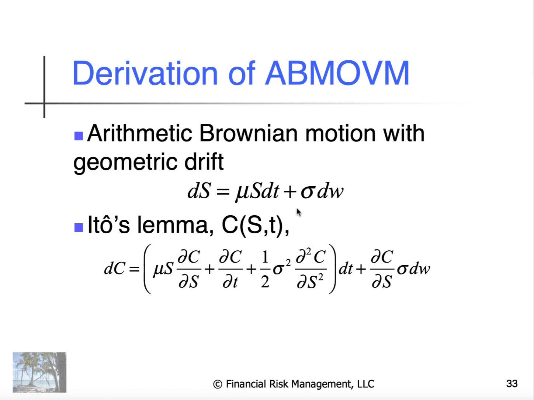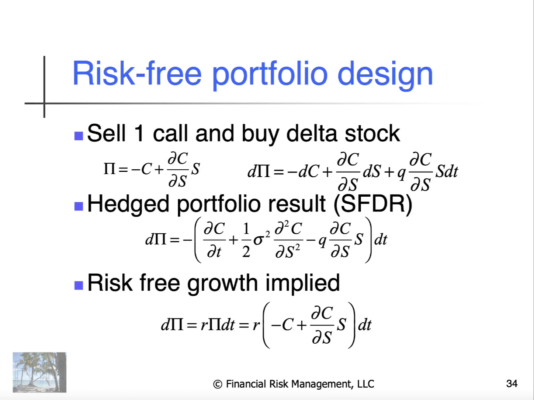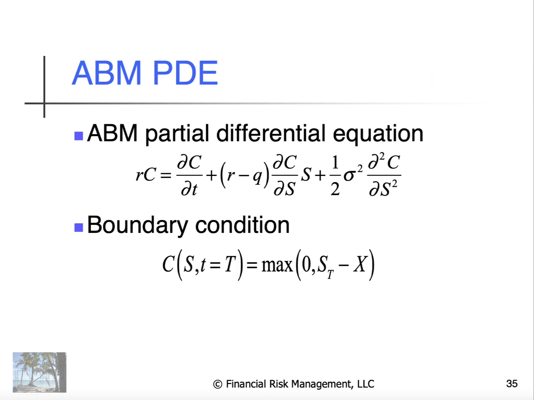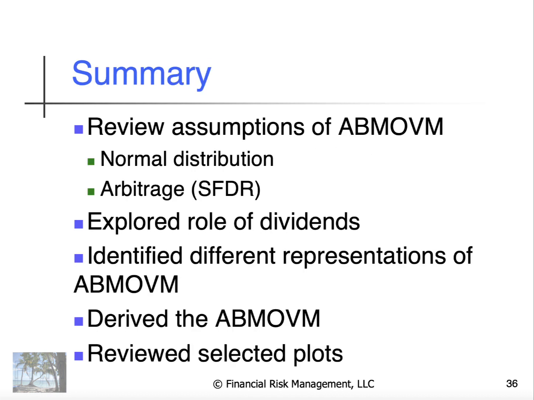The only difference is, notice there's no S term in the noise, and therefore to do the hedge ratio, you do the same sort of argument. You create a hedge portfolio. Again, the mu drops out, and basically the assumption is that the underlying grows at the risk-free rate. The PDE looks slightly different. There's no S term right here, but it's easy to prove that the ABMOVM model presented in this chapter is consistent with this PDE.